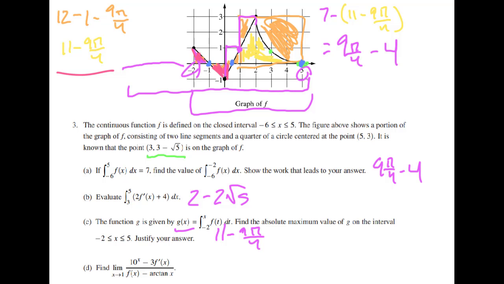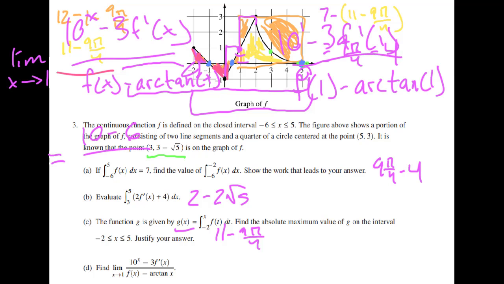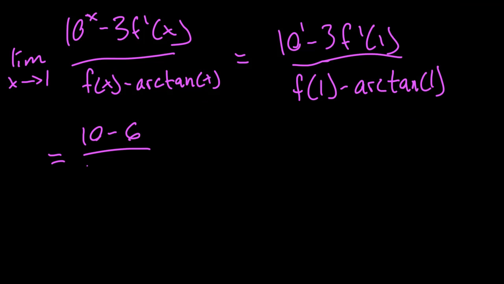F of 1. All right, what is f of 1 equal to? F of 1 is going to be equal to 1 as well. So let's go back there. So this is equal to 1 minus an arctangent of 1.